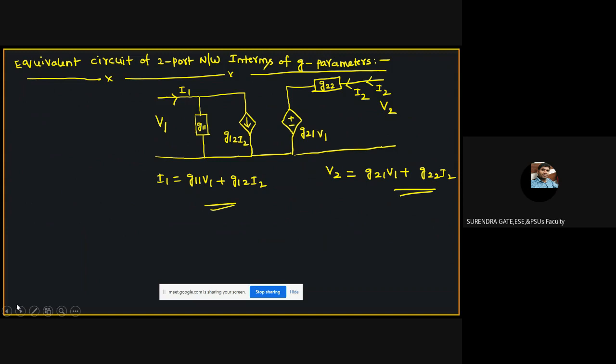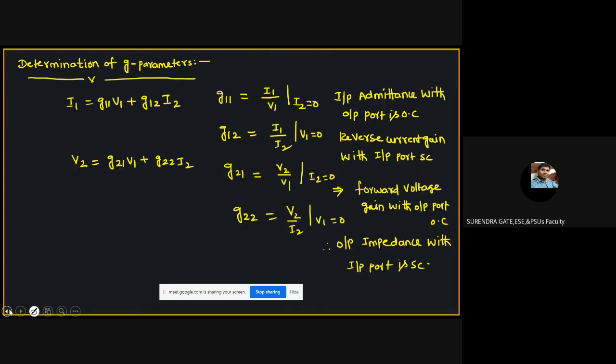Yes, friends, this is about the different types of parameters. Now the units. The units of this parameter is mho. What are the units of this one? G12, no units. Then what about this also? No units. Then what are the units of G22? This is in ohms.